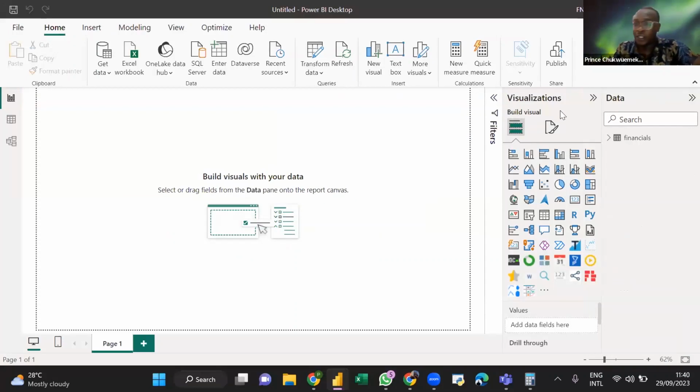So we have a lot of custom visuals here. These are the visuals that come with Power BI, and Power BI also has the option to get more visuals. So we can get more visuals if we don't want to use these custom visuals.